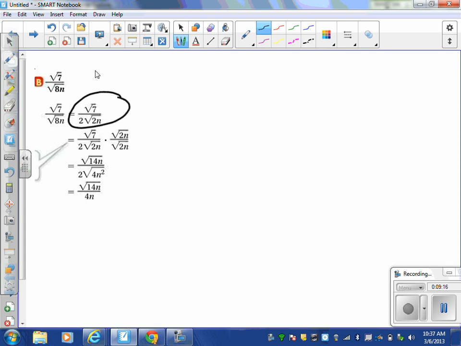From here, we need to break it down again. Just like in the previous problem, we can take the number that's on the bottom that's in the square root sign and multiply the top and the bottom by that same number, 2n. When you do that, the top becomes the square root of 14n, the bottom turns into 2 square root of 4n squared, because 2n times 2n is 4n squared.